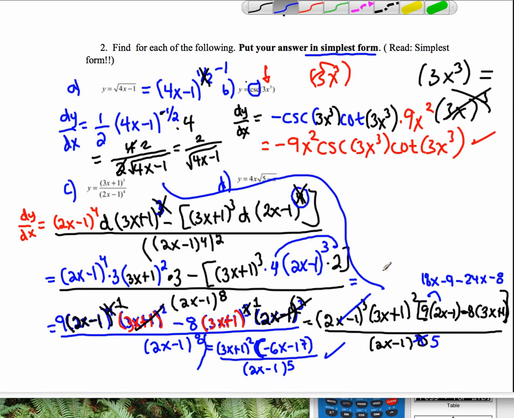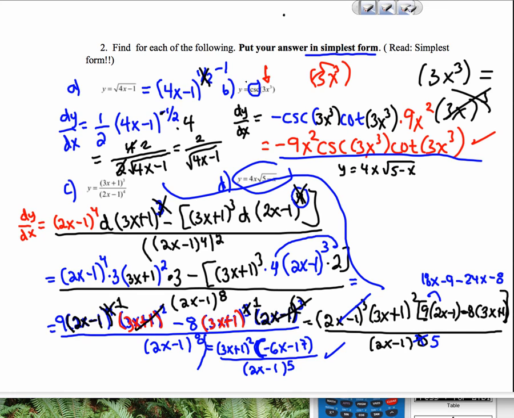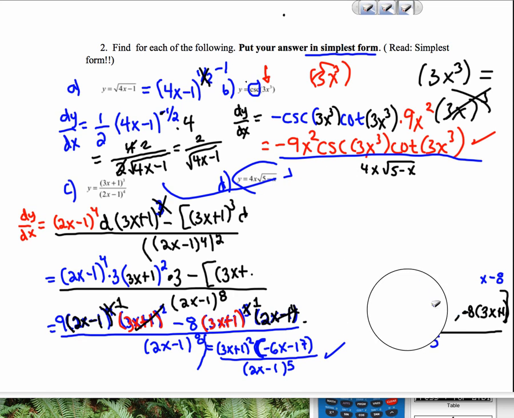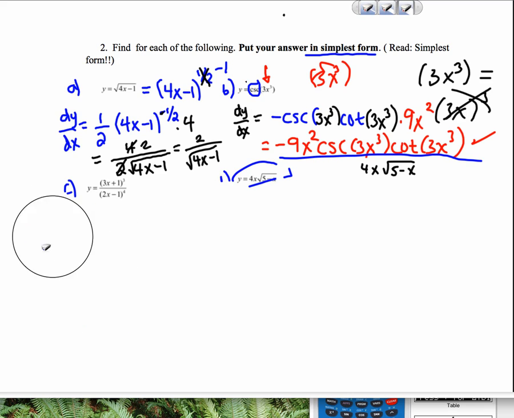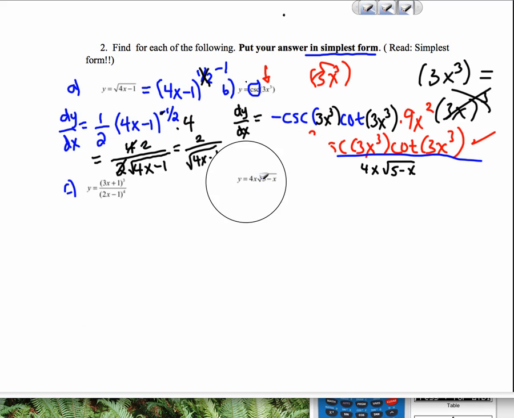Alright, now let's take care of this one. Quotient rule. So I'm writing all over the place, which is okay. For x, 5 minus x. Okay, so I'm going to erase some of this so I have space to do my work. Alright, so let's do it here then.